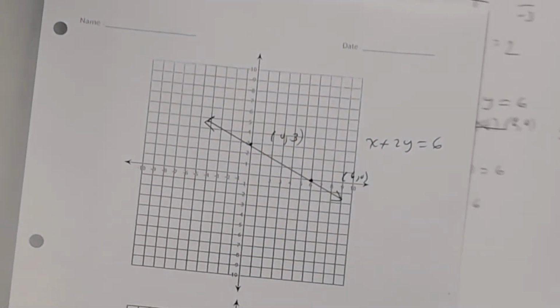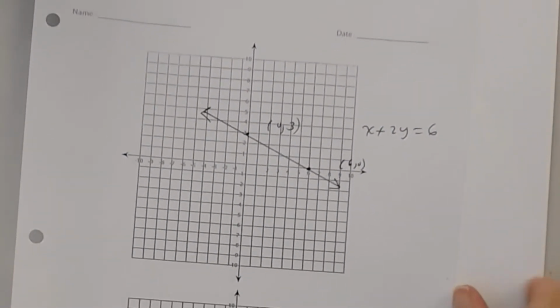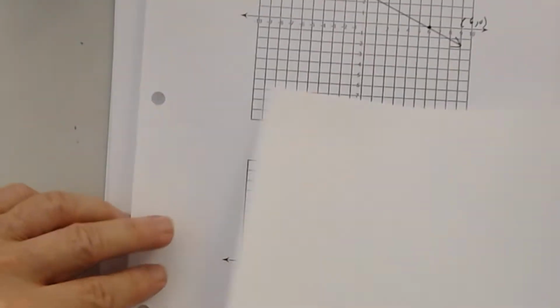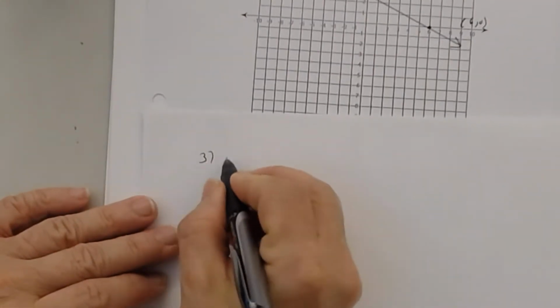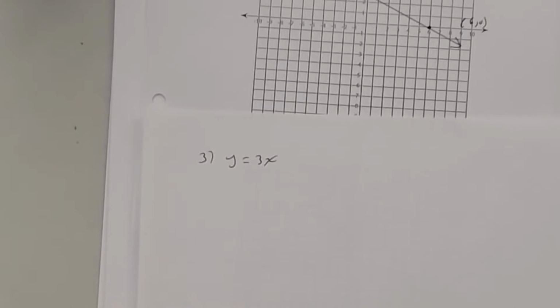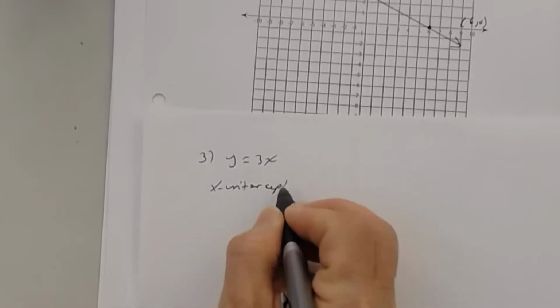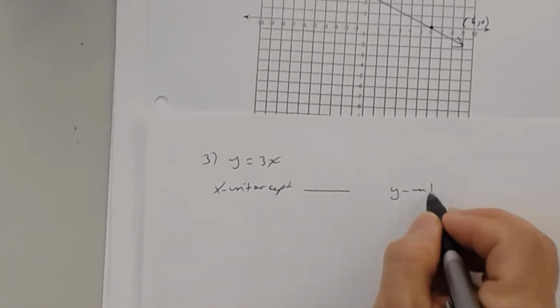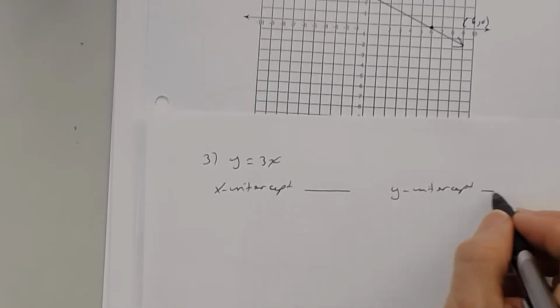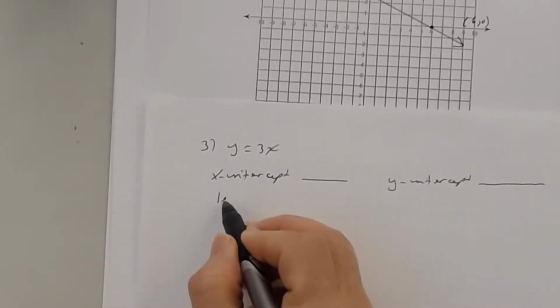All right, so number 3. Number 3, suppose we had this. Y equals 3x. So again, I want to do this by using the x and y intercepts. So x-intercept and y-intercept. Okay. To find the x-intercept, what do I do? I let y equal 0.